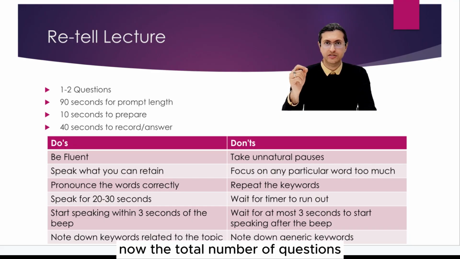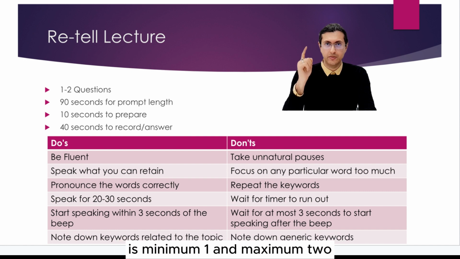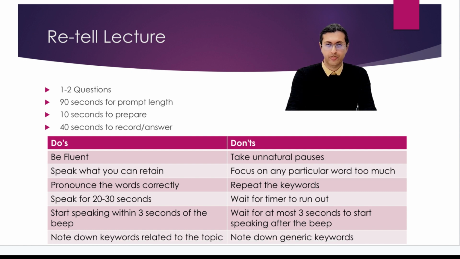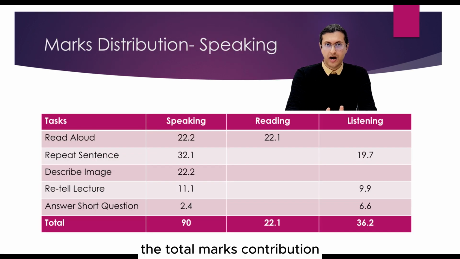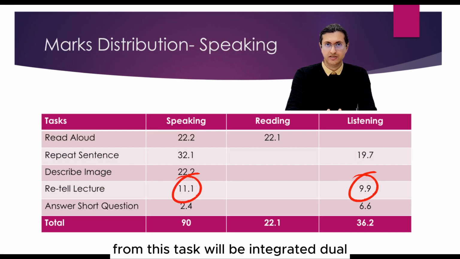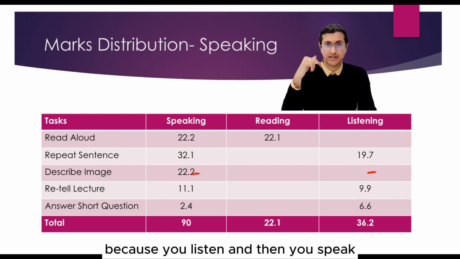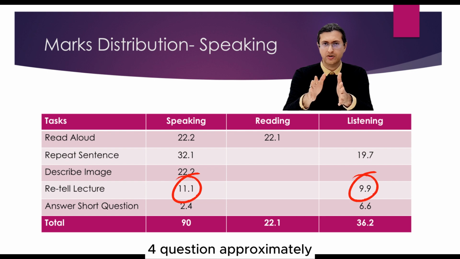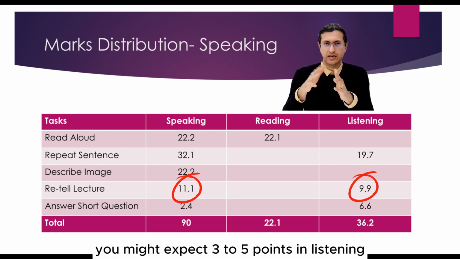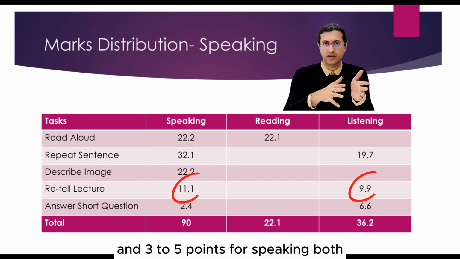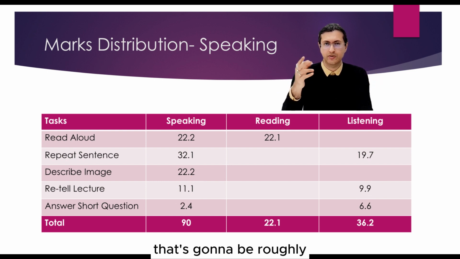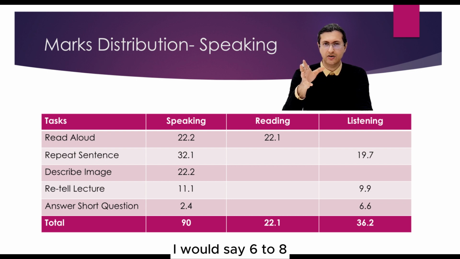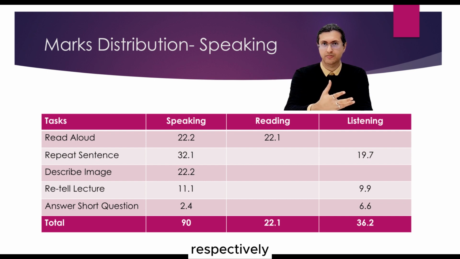Now the total number of questions which you'll be getting for this task is minimum 1 and maximum 2. The total marks contribution from this task will be integrated, dual, which means because you listen and then you speak, you get marks for listening and speaking both. Per question, approximately, you might expect 3 to 5 points in listening and 3 to 5 points for speaking both. So if you get 2 questions, that's going to be roughly, I would say, 6 to 8 or maximum 6 to 9 points in both listening and speaking scores respectively out of 90 points.